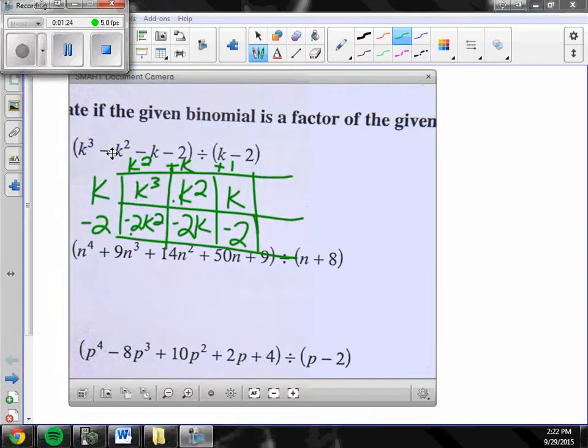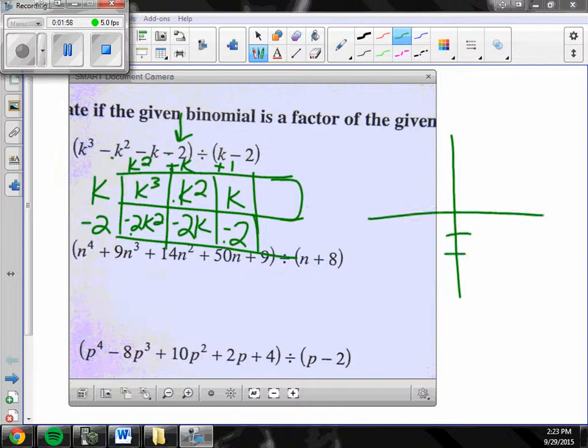Does this have a remainder? No, the remainder is 0 because 2 plus the remainder box equals negative 2, and this goes in evenly. So k minus 2 is a factor. What can you tell me about the graph k to the third minus k squared minus k minus 2? It's a function. Do I know anything about its structure or its position? Note that it crosses the y-axis at negative 2, so that is true. Do we know anything about where it crosses the x-axis?